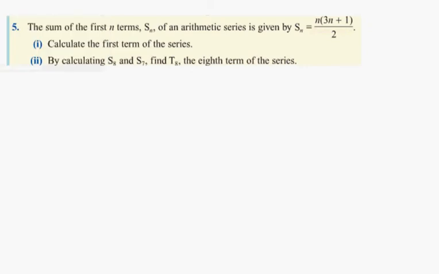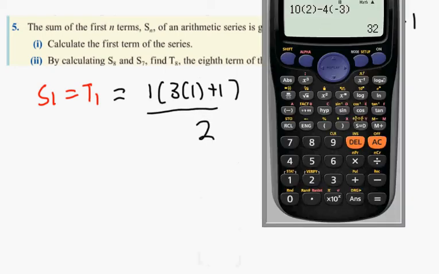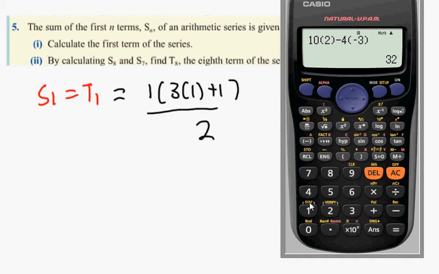Number 5. The sum of the first n terms of an arithmetic series is given by Sn equals n(3n plus 1) divided by 2. Calculate the first term of the series. Now, what we said before is that S1 is the same thing as T1. So therefore, replace all n's with 1 and you should find out what the first term is. n(3 times 1 plus 1) divided by 2. Then you can just use the calculator to do the rest.